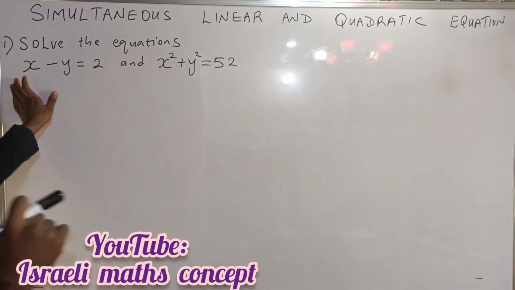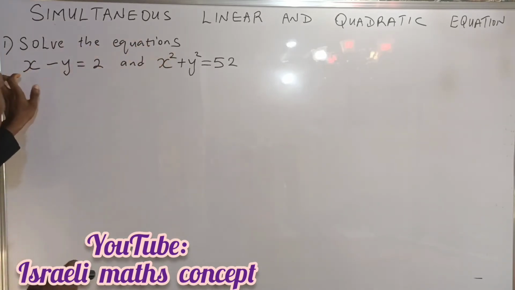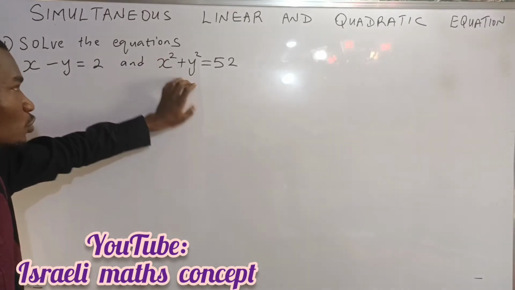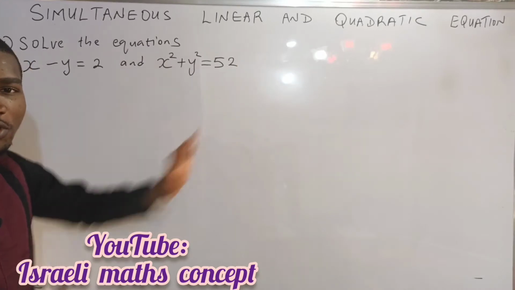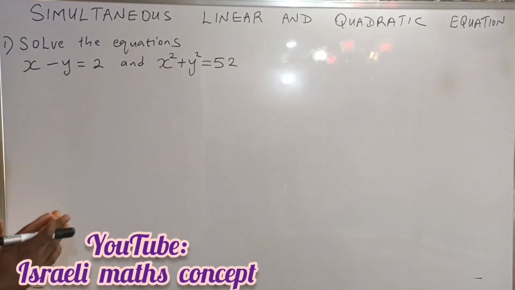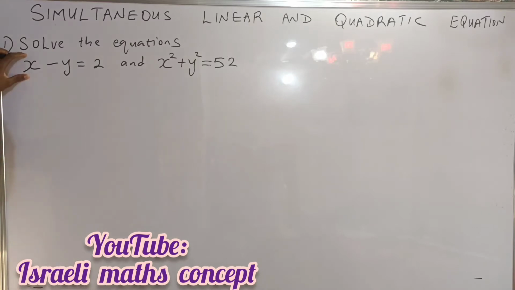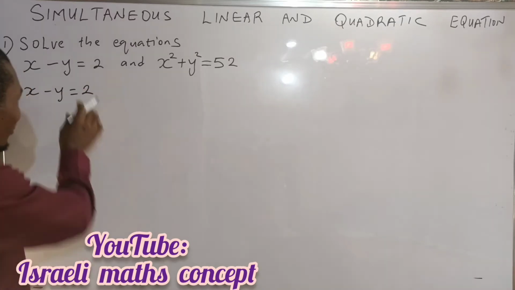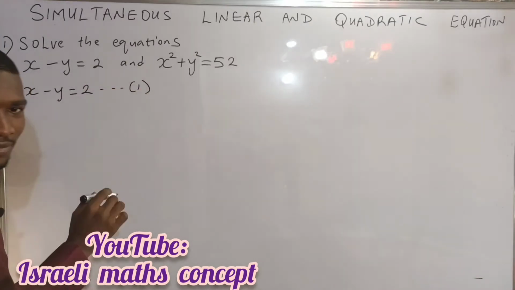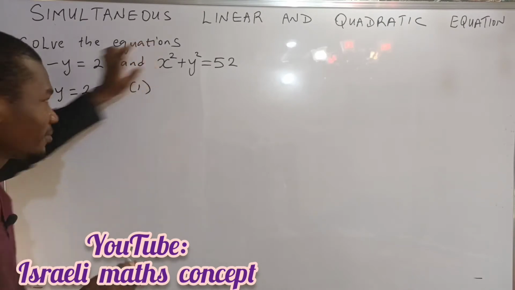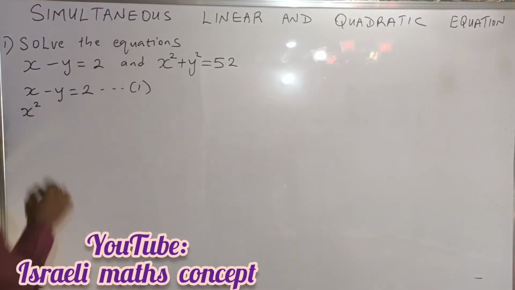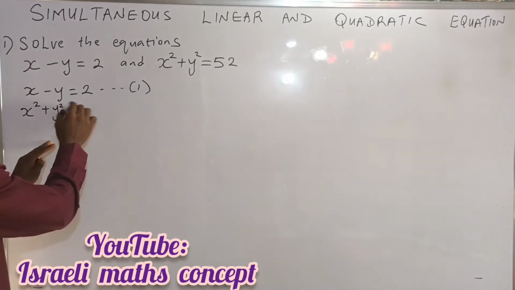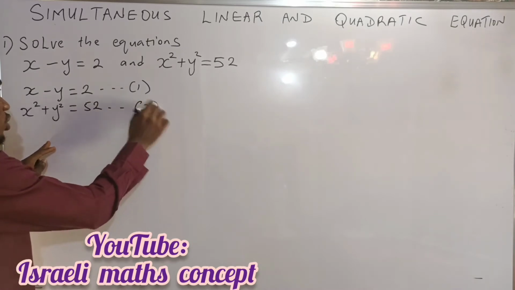The question says, solve the equations x minus y equal to 2 and x squared plus y squared equal to 52. Let's proceed with this. The first thing we have to do is to say x minus y is equal to 2. We call this equation 1. The same thing is applicable here. We have x raised to the power of 2 plus y raised to the power of 2 equal to 52. We also call this equation 2.